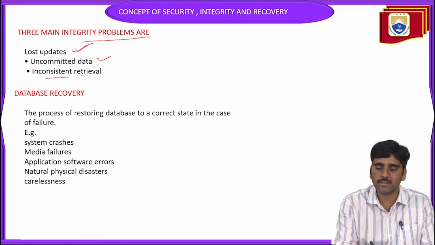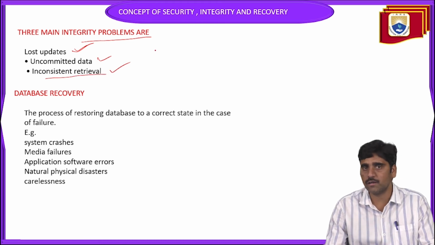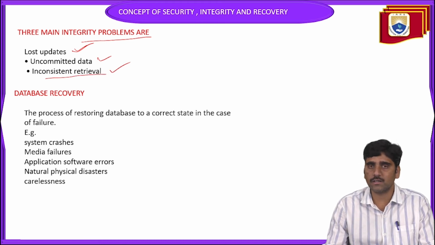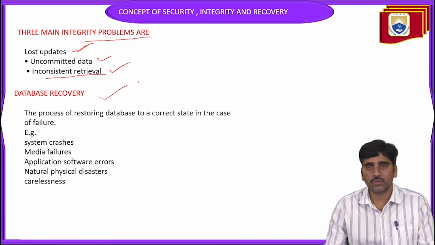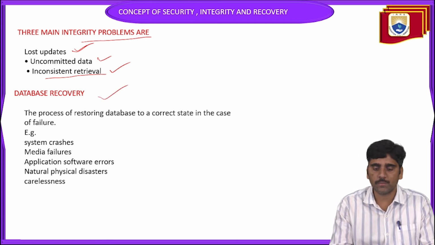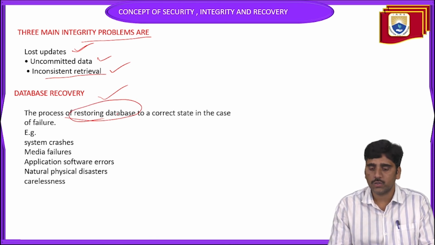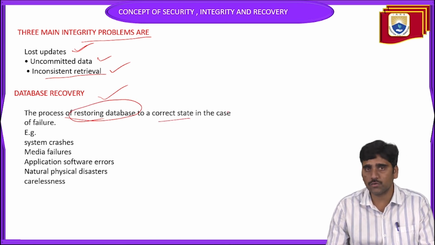And inconsistent retrieval. Inconsistent retrieval means we are not going to retrieve the particular data at a particular point of time, so that is nothing but inconsistent retrieval. And database recovery. Database recovery is nothing but the process of restoring the database to a correct state in the case of failure.